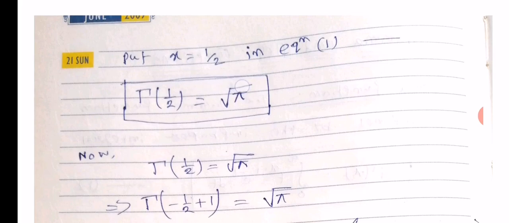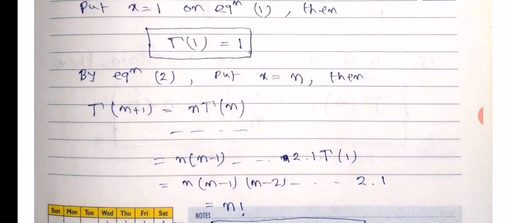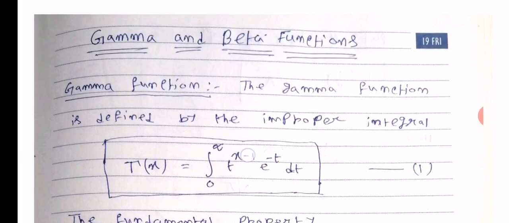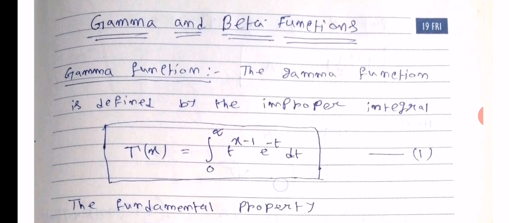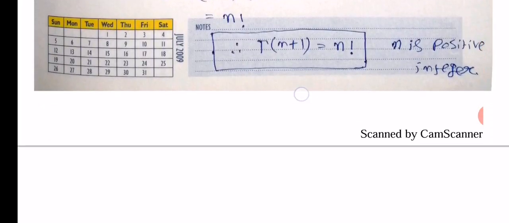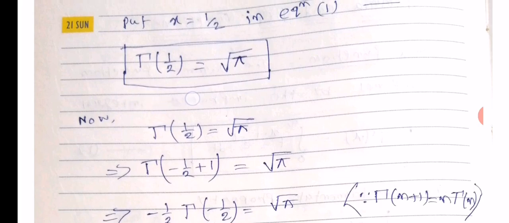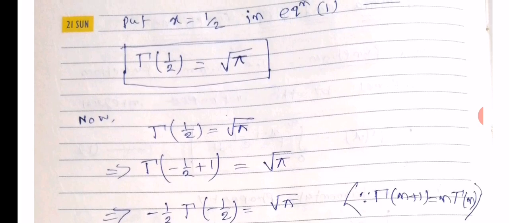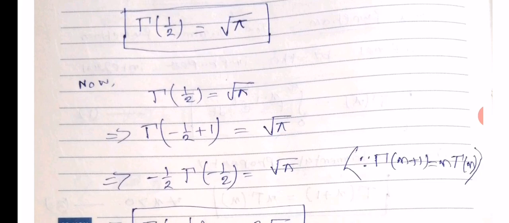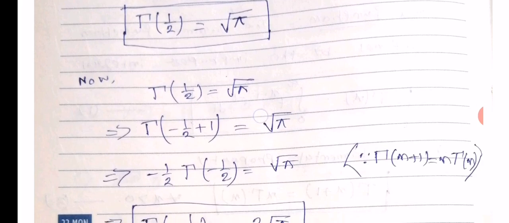Put x equal to half in equation 1. Here if you put x equal to half, then we will easily obtain gamma of half equal to root over pi. So we obtained gamma of half equal to root pi.